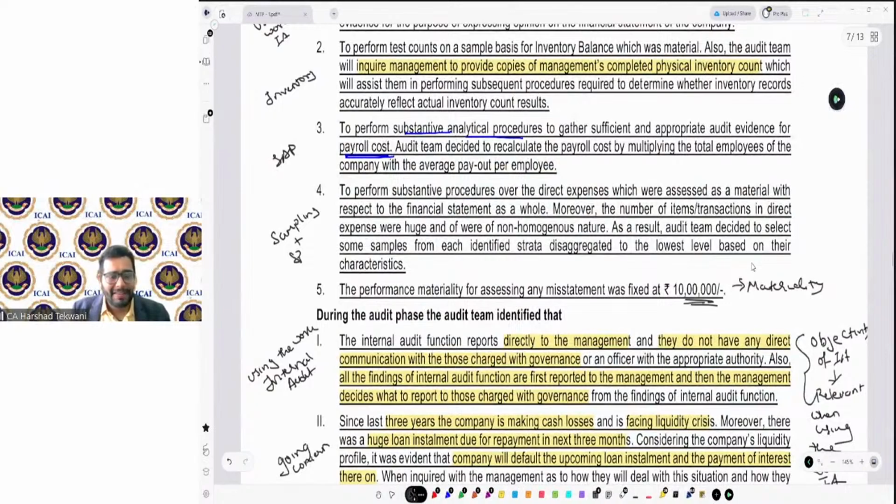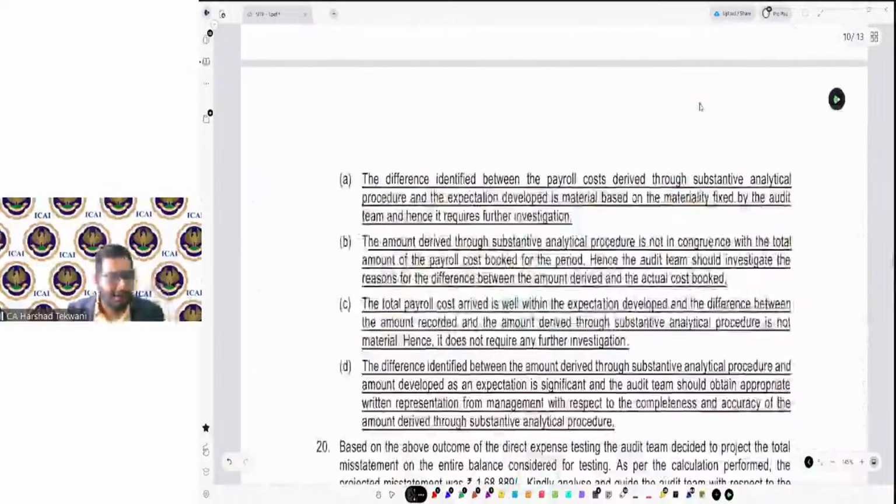So the materiality is 10 lakh rupees. So 75,000 is way below my materiality. Even it is not material. So wherever it is said in the question that it is material, on the basis of materiality, then in that case, it is not a correct answer. So A, B, and D are not the correct answer on that ground.